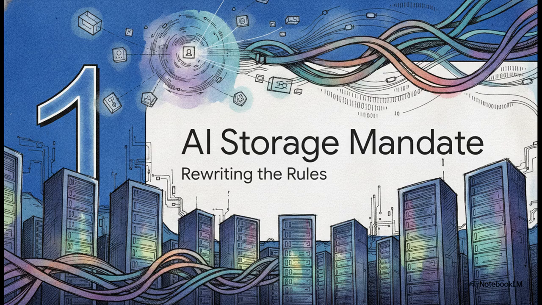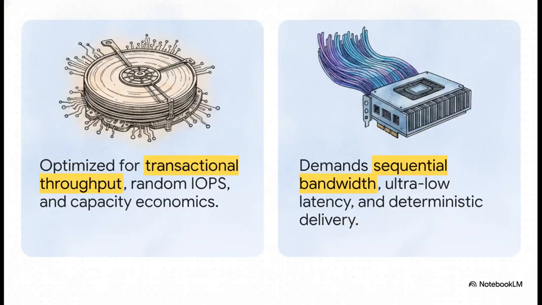All right, Section 1. The AI Storage Mandate. Rewriting data center rules. The absolute massive scale of AI workloads today, think large language models, multimodal foundation models, has completely obliterated the old rules of enterprise storage. We're talking about feeding petabytes of training data across thousands of GPUs all at the exact same time. You know, for decades, storage architects were obsessed with transactional throughput, random IOPS, and basically just getting the best bang for their buck on capacity.